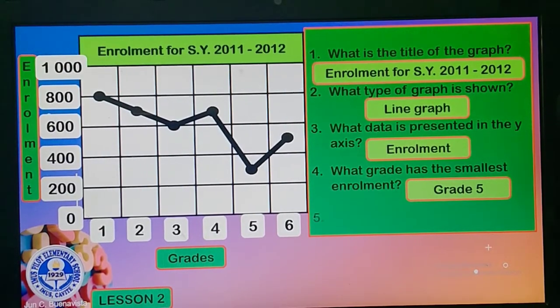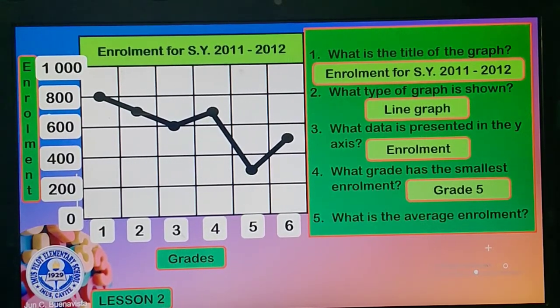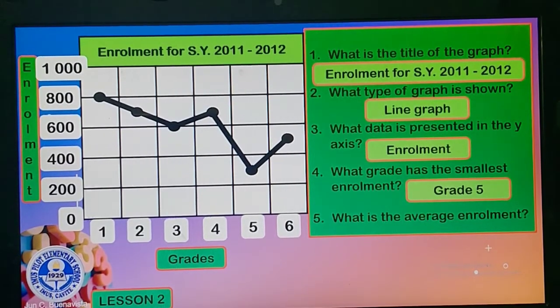Okay, question number 5. What is the average enrollment? Alright, now, how do we get the average? When we say average, we are going to combine all the given cases, then we are going to divide by the number of cases. Let's say, if there are 6, grade 1 to grade 6, you add all of those. Then, divide by 6 because 6 are being added. That is how to get the average.